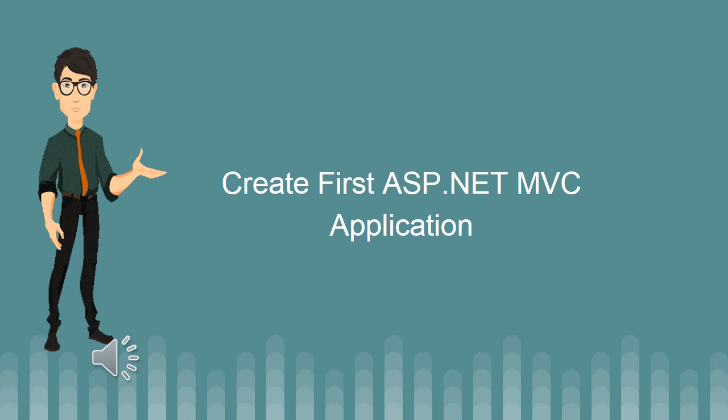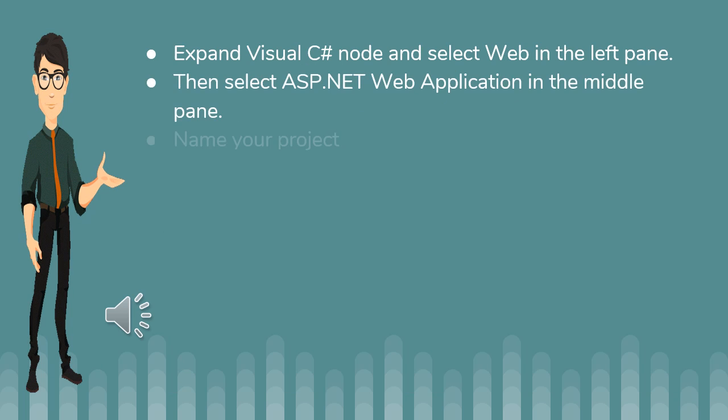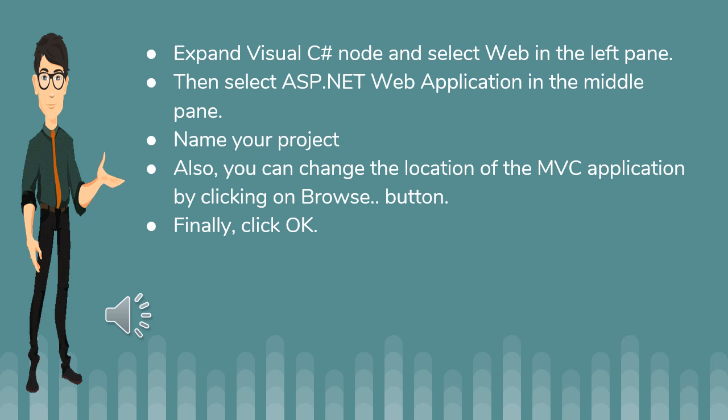Create first ASP.NET MVC application. Open Visual Studio 2013 for Web. Click on the New Project link in the start page. Alternatively, you can also select the File menu, New Project. Expand the Visual C# node and select Web in the left pane. Then select ASP.NET Web Application in the middle pane. Name your project. Also, you can change the location of the MVC application by clicking on the Browse button. Finally, click OK.